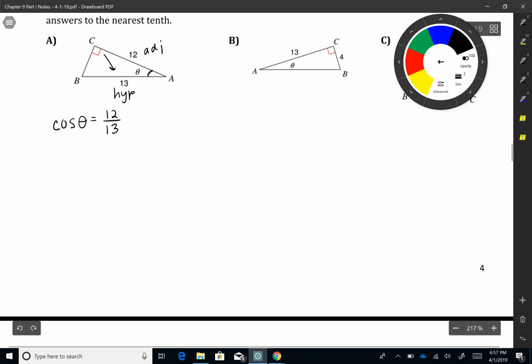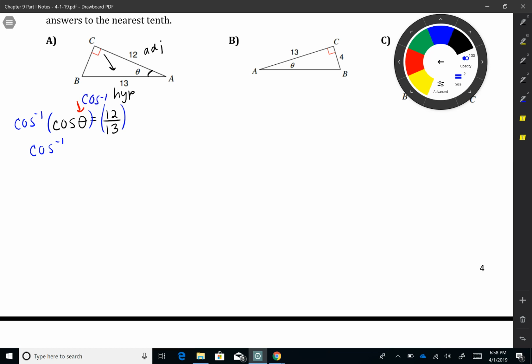Now what we need to do is we need to get this theta out of the cosine. So we use the inverse cosine. It is the second function of your cosine, and it looks like this. Cosine to the negative first. We're going to do that. Hold on, let me write that up here too. We're going to do that to both sides. And so technically, I'm going to put that right here too.